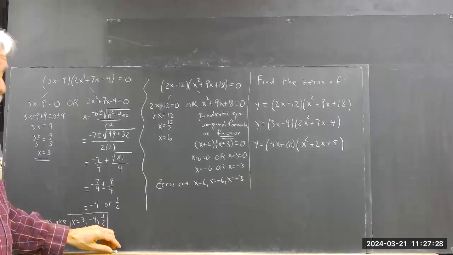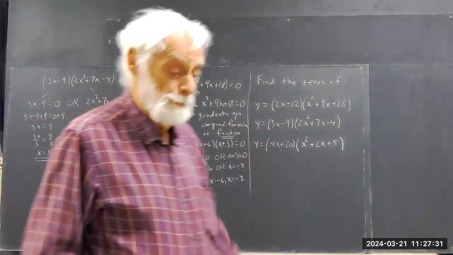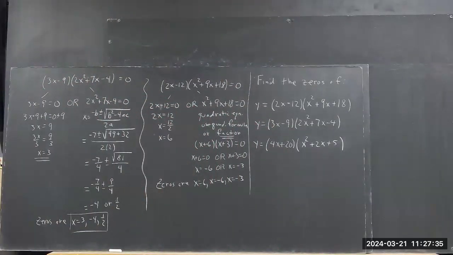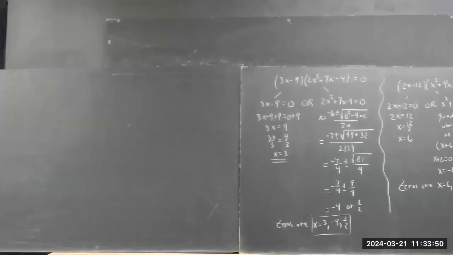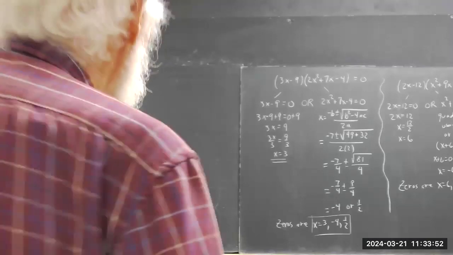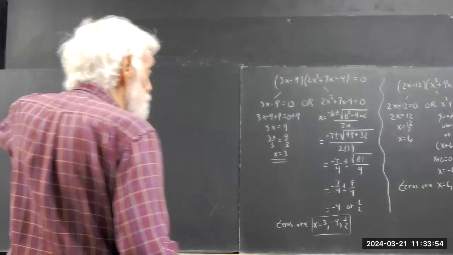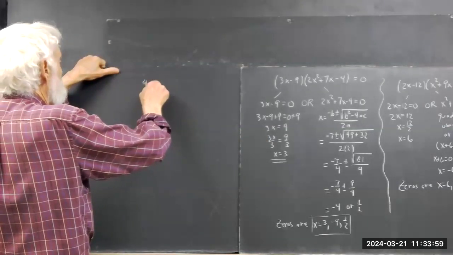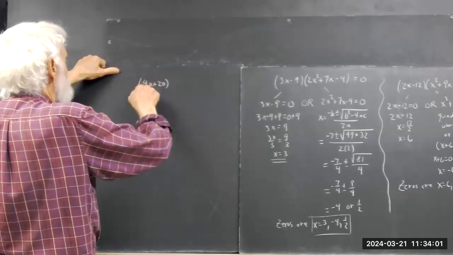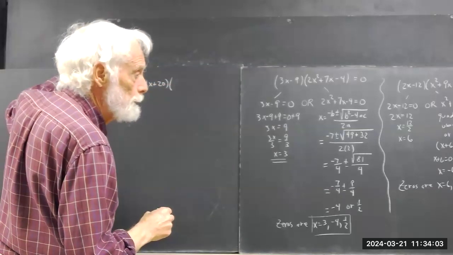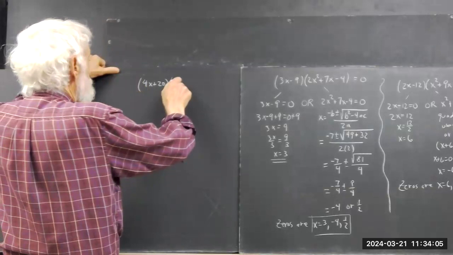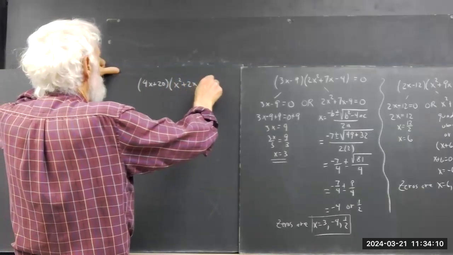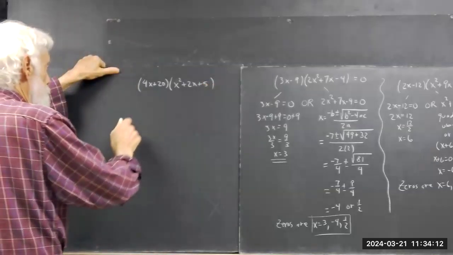All right, now try the third one. You're again going to need to use the quadratic formula. Okay, so we have this last one. x plus 5 multiplied by x squared plus 2x plus 5 equals 0.